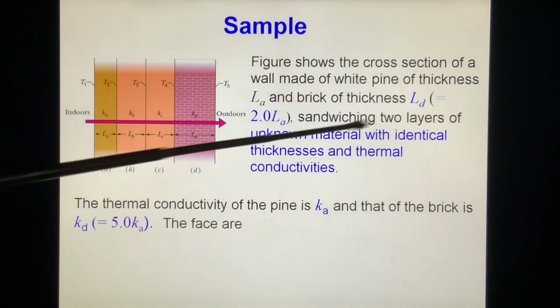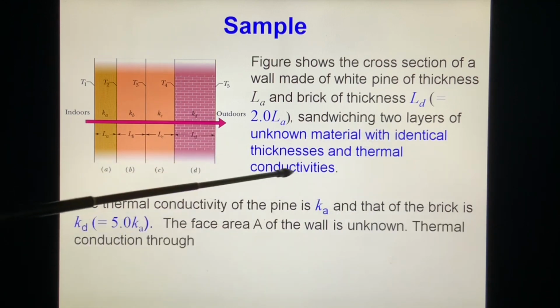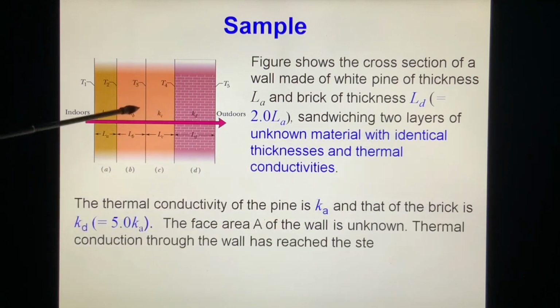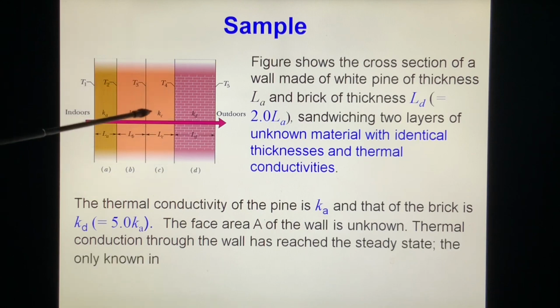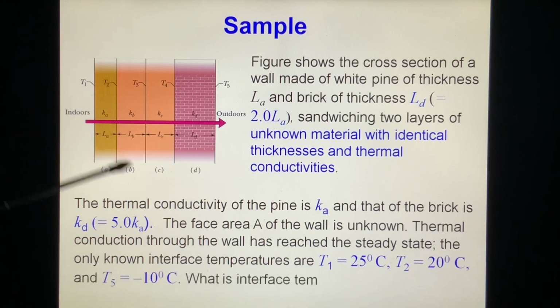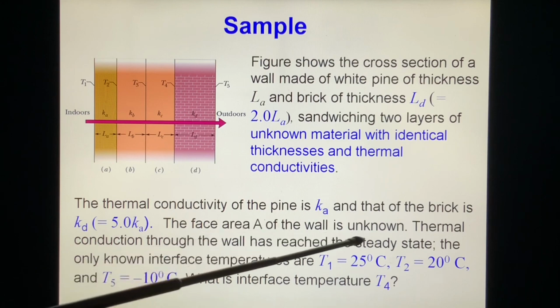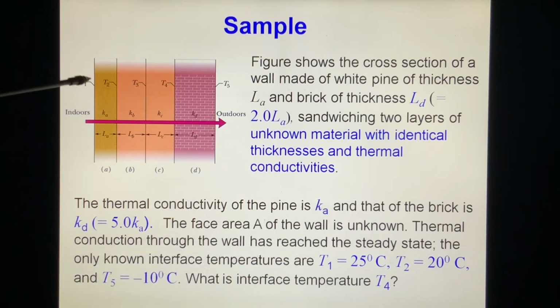Sandwiched between them are two layers of unknown material with identical thickness and thermal conductivity. I don't know what material, but their conductivity is the same and their thickness is the same. The thermal conductivity of the pine is Ka, and that of the brick is Kd. Kd is equal to 5.0 Ka, so it is much easier to transfer heat. The face area A of the wall is unknown, but it is the same throughout.